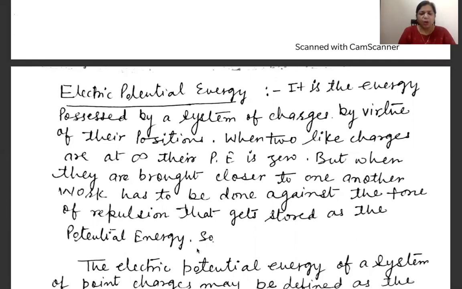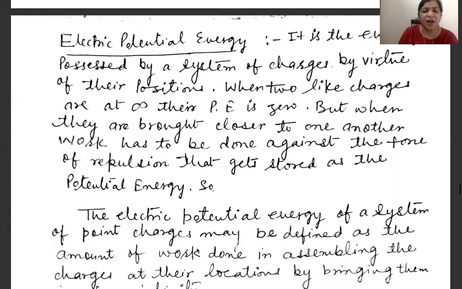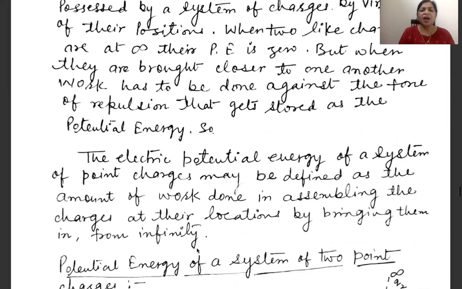Now you all know that if anything is at infinity, we are not doing any work on that charge or that body. So in that case, potential energy is zero. But if we are bringing that charge into the field of another charge, then what do we have to do? We have to do work. If the two charges are the same, they will have a force of repulsion, so we have to do work against that force of repulsion. And if we do work, that is stored in the body in the form of potential energy.